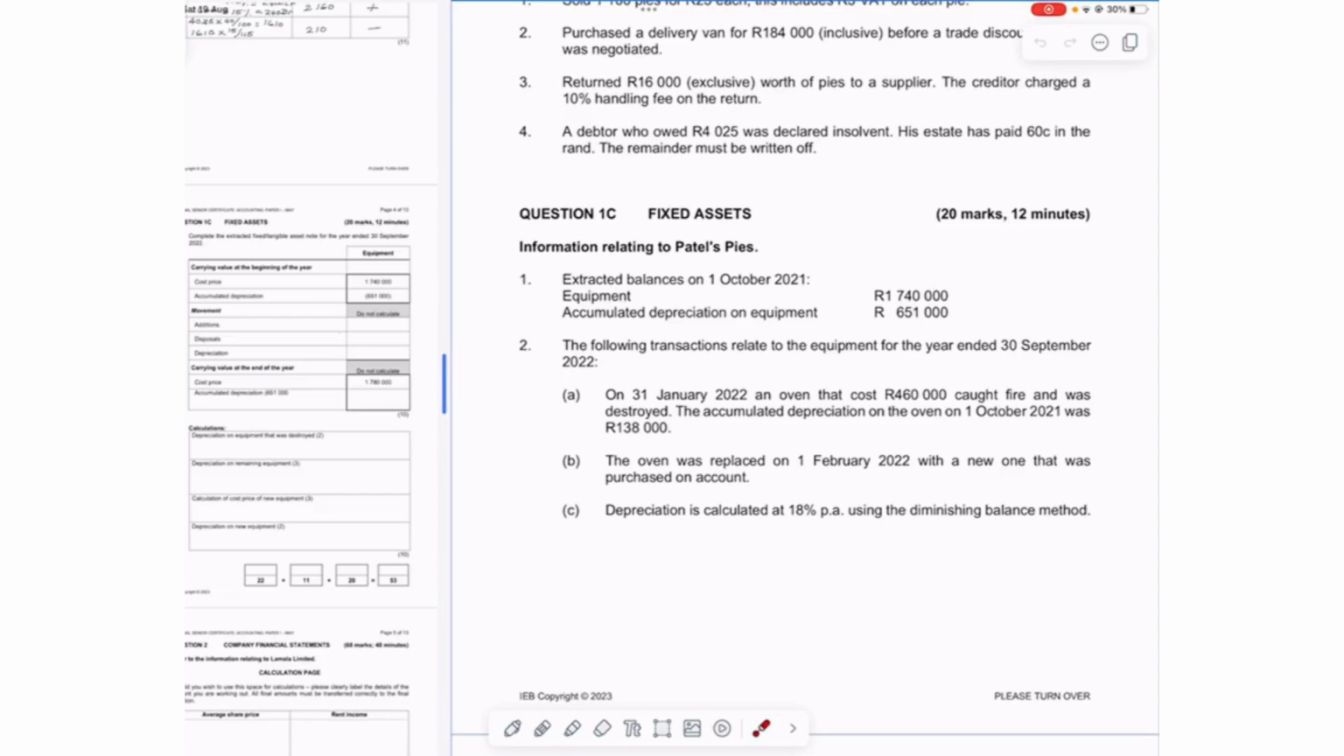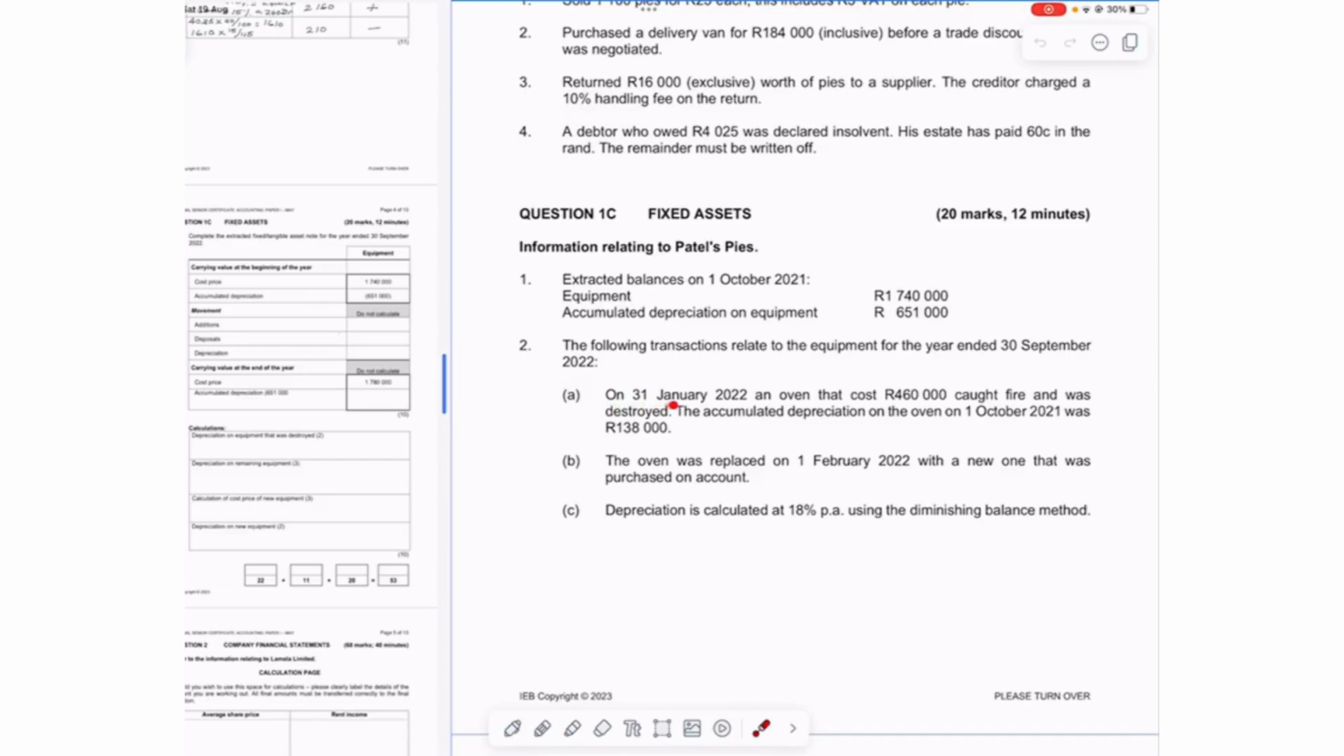In question 1C, we're looking at fixed assets. We're given information relating to Patel's pies. We've got balances on the 1st of October for equipment at cost price, and there's your accumulated depreciation. Number 2 gives us information. They say the following transactions relate to equipment for the year ended the 30th September 2022.